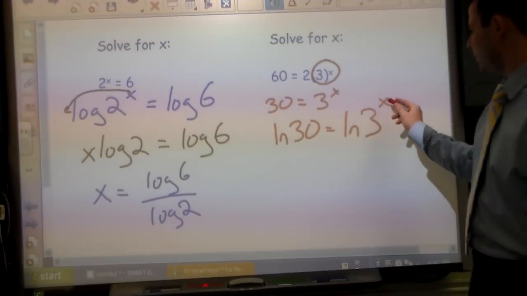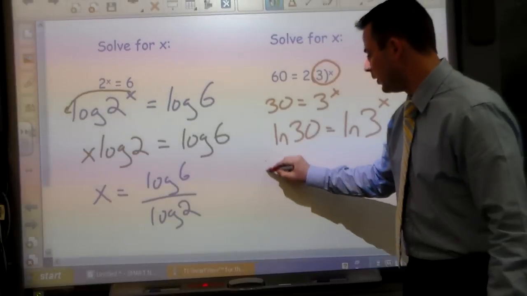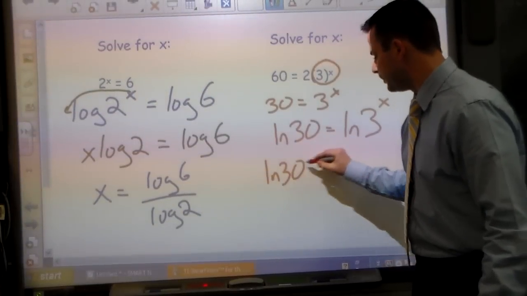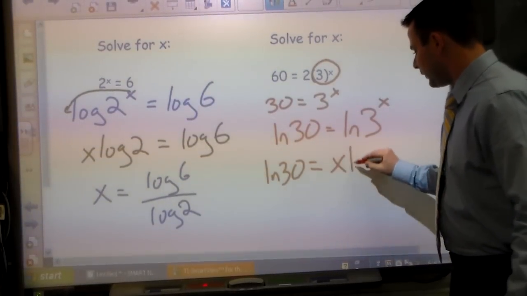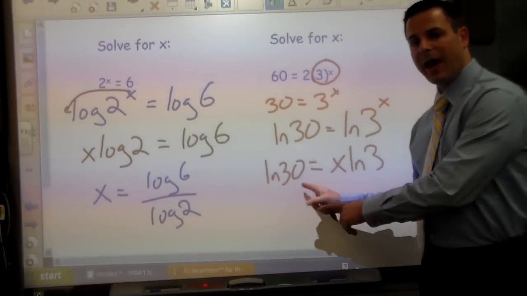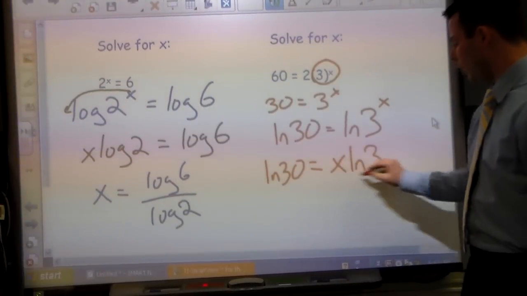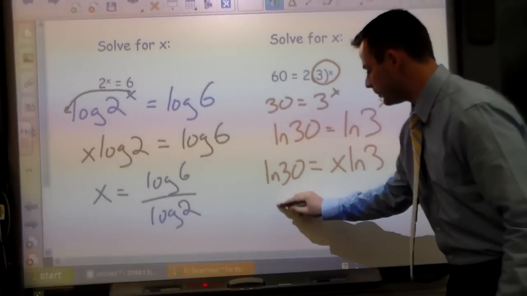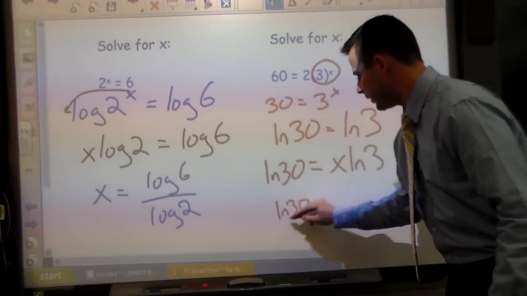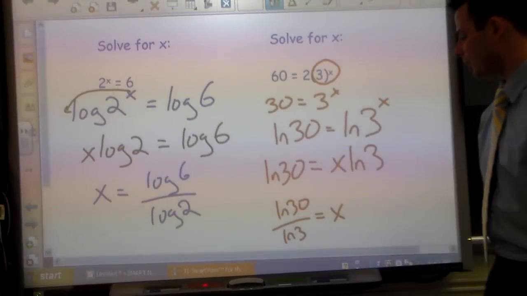All right, so we're still going to perform the power property here and bring the exponent down as a coefficient. So you have the natural log of 30 equals x times the natural log of 3. So now this is x times a number. So we'll have to divide by the natural log of 3, so over ln 3, over ln 3. So the ln of 30 divided by the ln of 3 equals x.